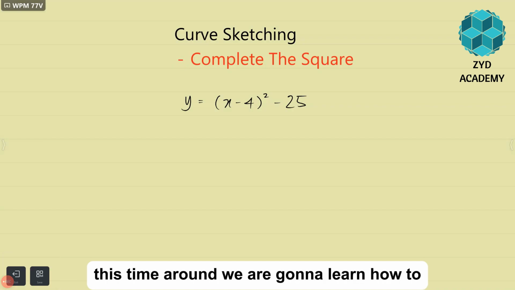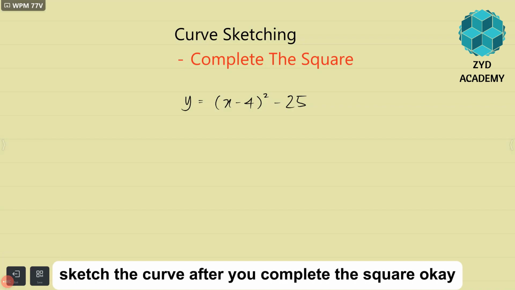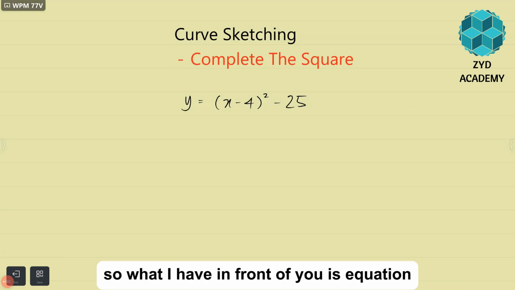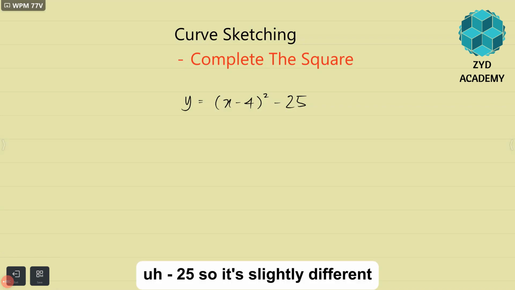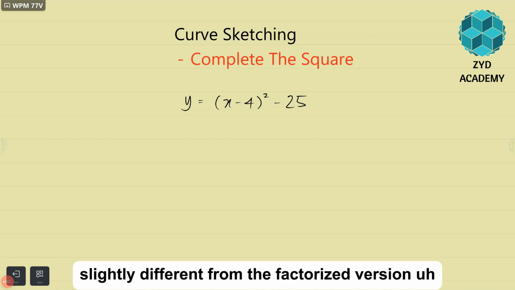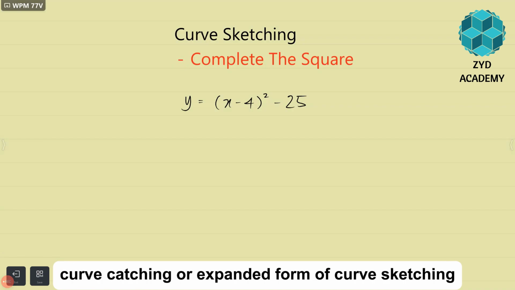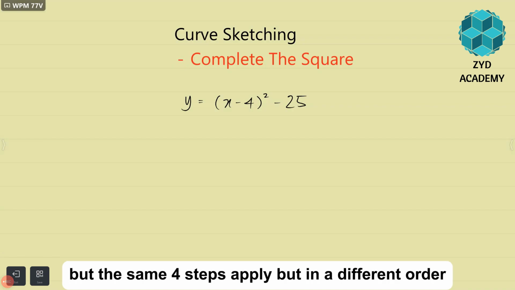This time around, we are going to learn how to sketch the curve after you complete the square. Okay, so what you have in front of you is the equation y = (x - 4)² - 25. It's slightly different from the factorized version or expanded form of curve sketching, but the same 4 steps are applied, but in a different order.